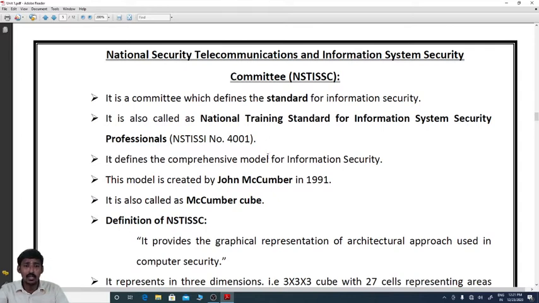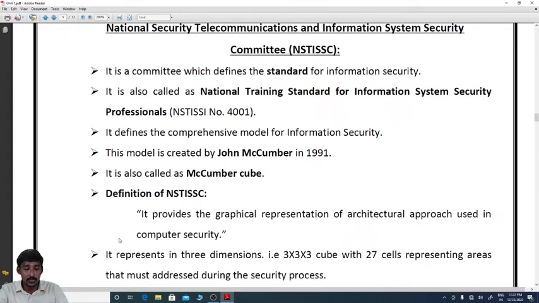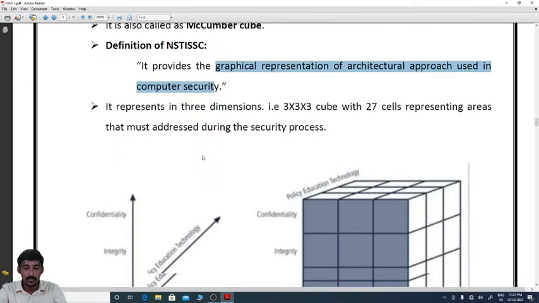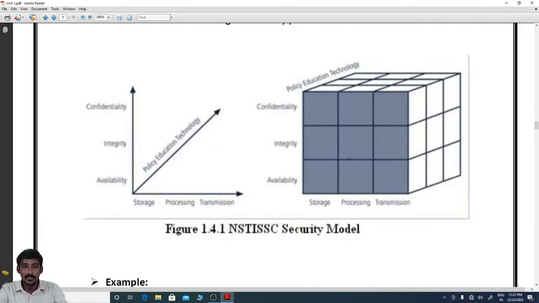So this model will be referred to as NSTISSC, or NIST 4011. It provides the different views. It provides 27 dimensions for securing information in an organization. It provides a graphical representation of the architectural approach for computer security. So see here, this is the diagrammatic representation for this.